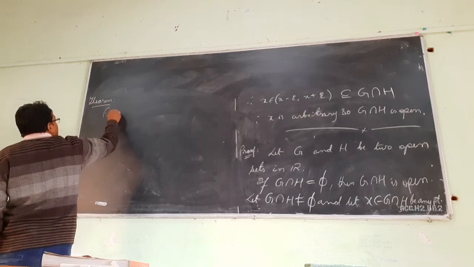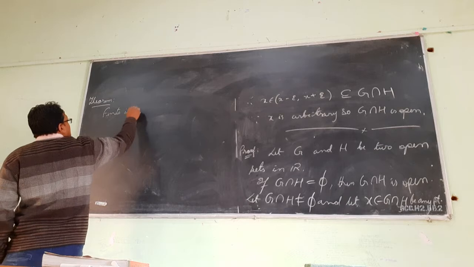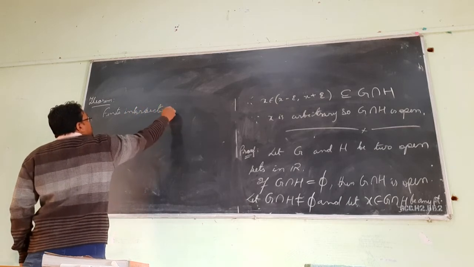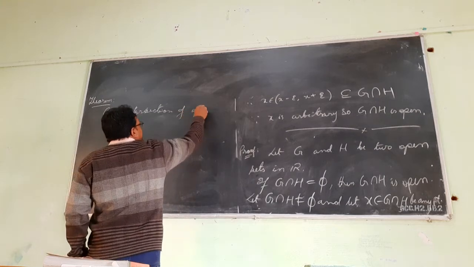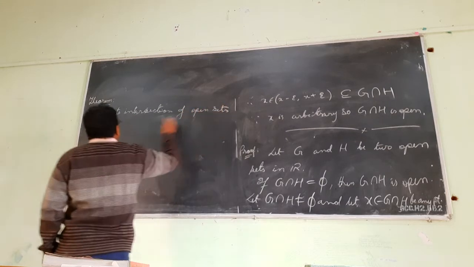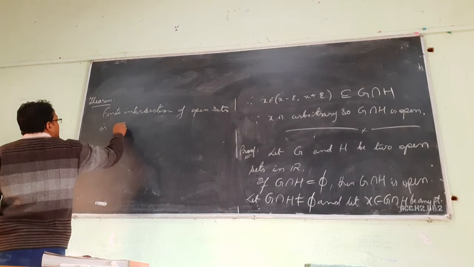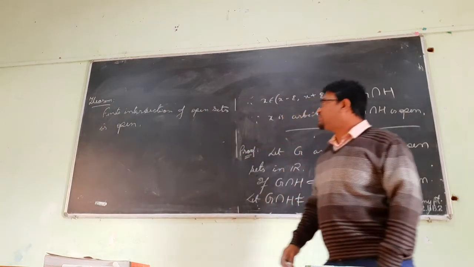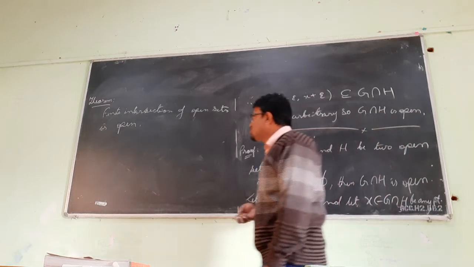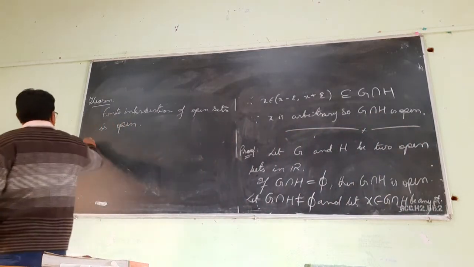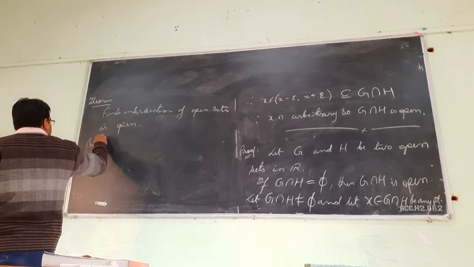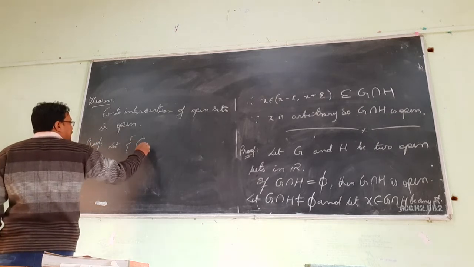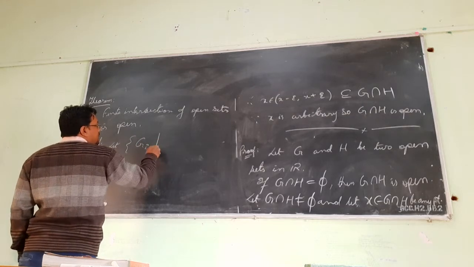Finite intersection of open sets is open. So if the question is this, you consider a finite collection of open sets, okay, not two. So the proof is this. Let us write this using Gi.